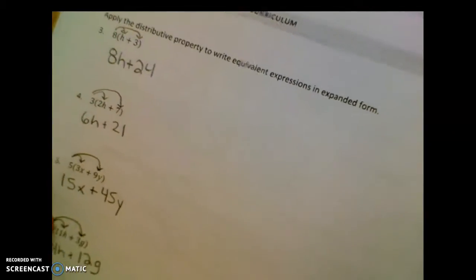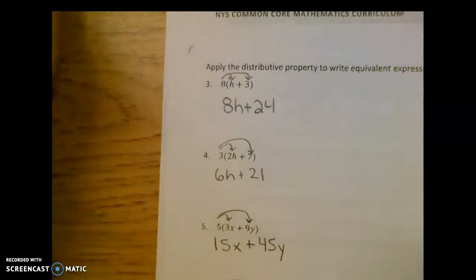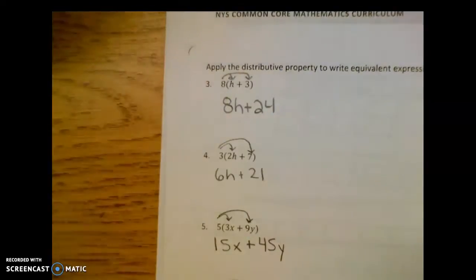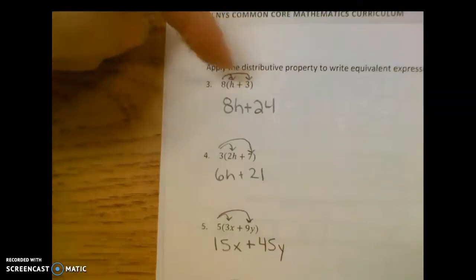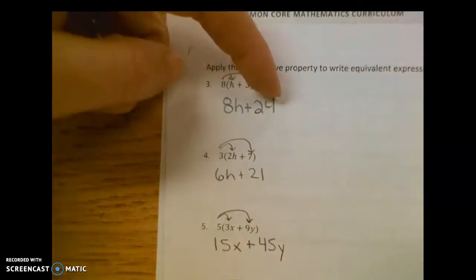On the back, if you read the directions, it says to simply apply the distributive property to write the equivalent expressions in expanded form. It did not require models anymore. If you drew models, that's fine. That's really good practice. But at this point, they're hoping that you can transition from that visual and really see in your head that this means 8 groups of H plus 3. So 8 groups of H would be 8H, and 8 groups of 3 would be 24.